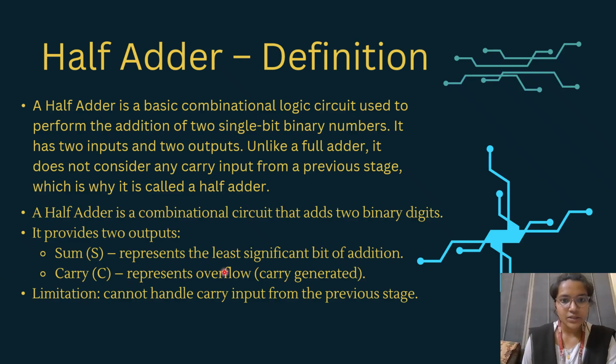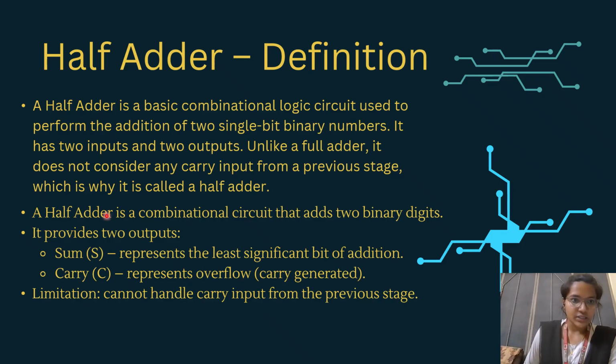Sum represents the least significant bit of addition, while the carry represents overflow. Carry is generated only when the sum overflows. Limitations: it cannot handle carry input from the previous stage, which means we cannot take carry as input from the previous stage.